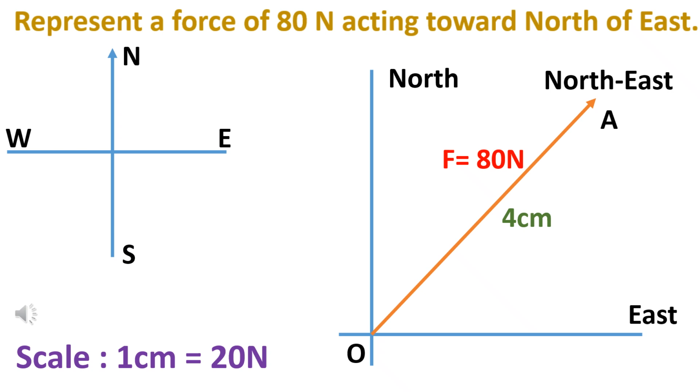The vector represents both the magnitude 80 newtons and the direction north of east. This is how we graphically represent force vectors using a scale diagram, where the length of the arrow corresponds to the magnitude of the force, and the direction of the arrow shows the direction of the force.